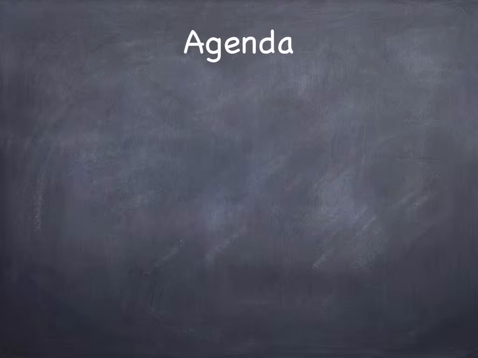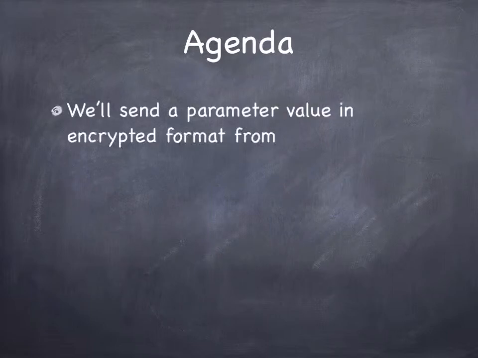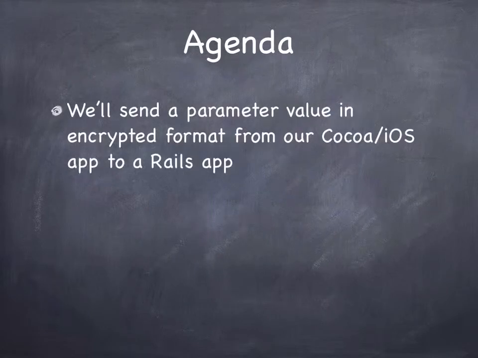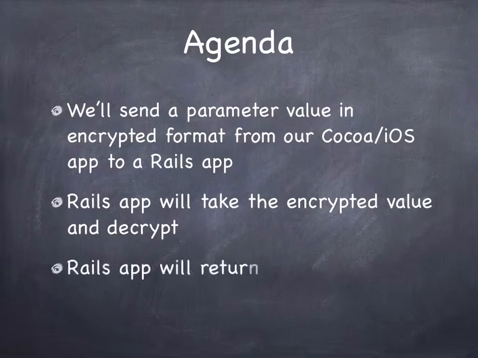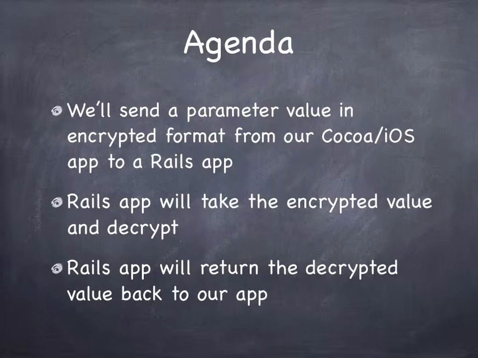Okay, let's just quickly look at what we're going to do. The first thing that we are going to do is we'll send a parameter value in encrypted format from our iOS app. For now, I put it as Cocoa / iOS, but let's just refer to it as iOS. Anyway, we'll send that parameter from the app to our Rails app. And of course, the Rails app will take that encrypted value and decrypt it. And once decrypted, the Rails app will send the plain text, or actually I should say decrypted, format value back to our app, and we'll see that in our Xcode.